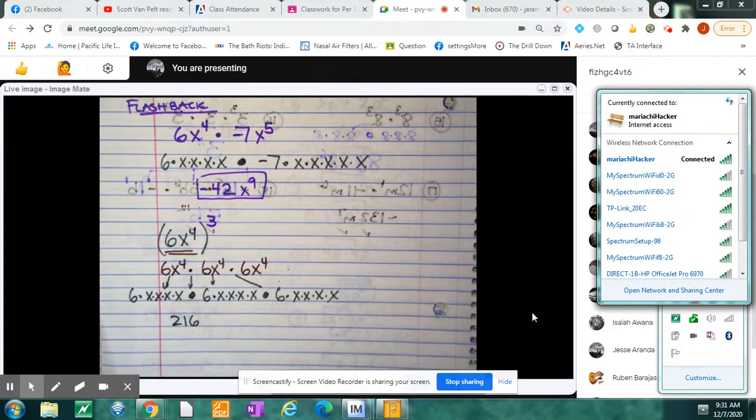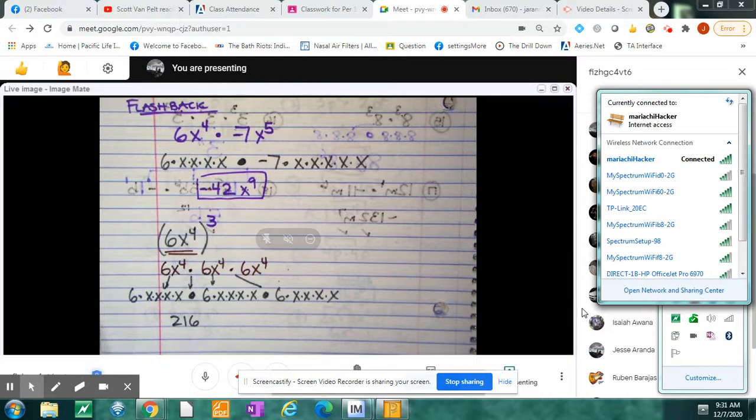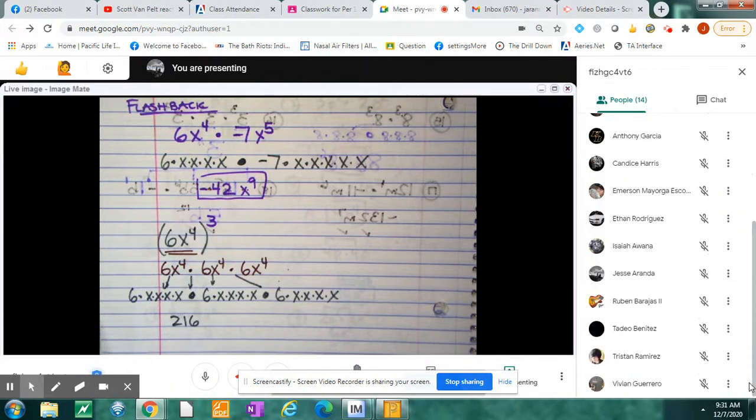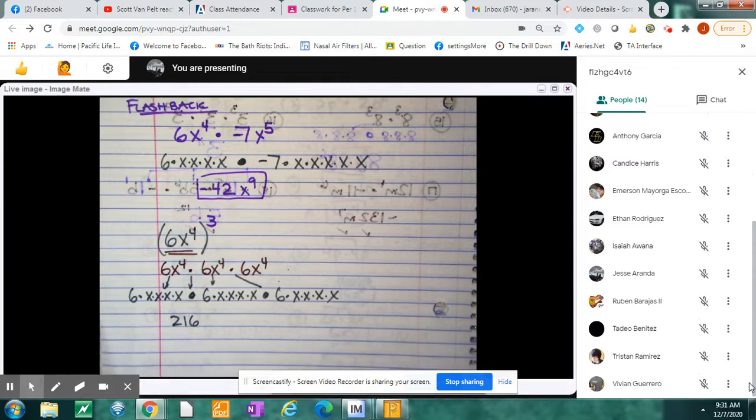Now I'm multiplying all these x's. So how many x's am I multiplying? Let's see. Vivian Guerrero, how many x's am I multiplying all the way across? Type it in if you have the answer. How many? No? Okay. Tristan, how many x's am I multiplying together? 12. Yeah, right, 12. See?